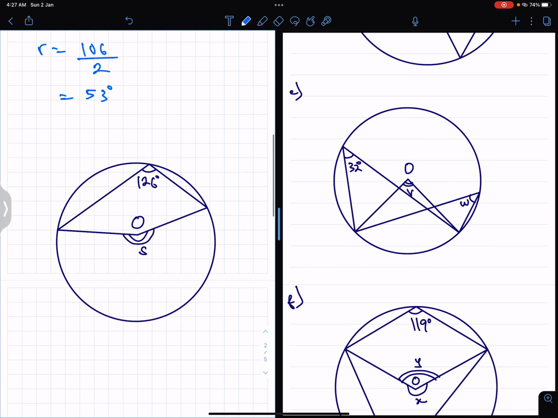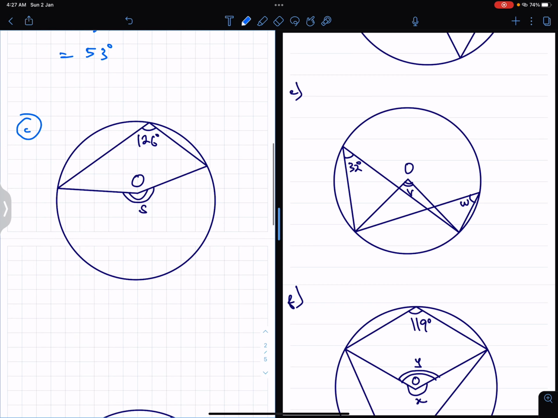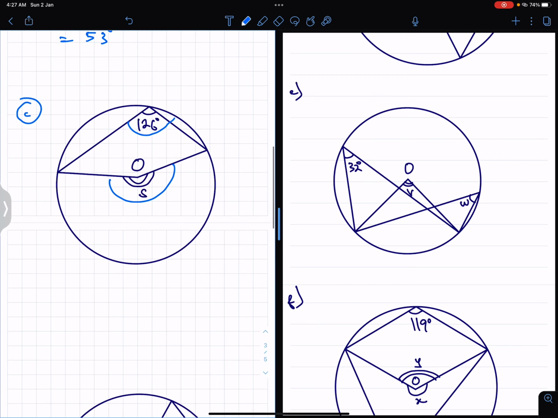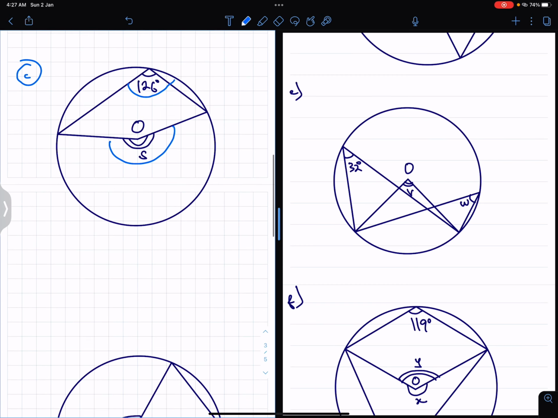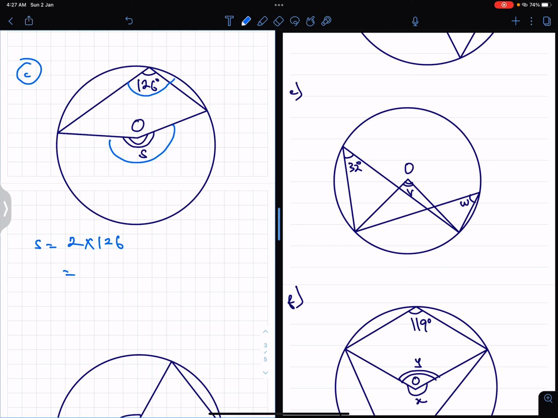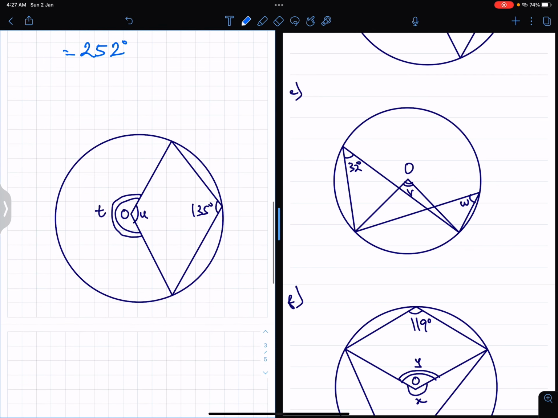Now to the next, which is C. S is at the center and 126 is at the circumference. That simply means S is 2 times 126 degrees, and that is 252 degrees. Angle at center equals twice angle at circumference.